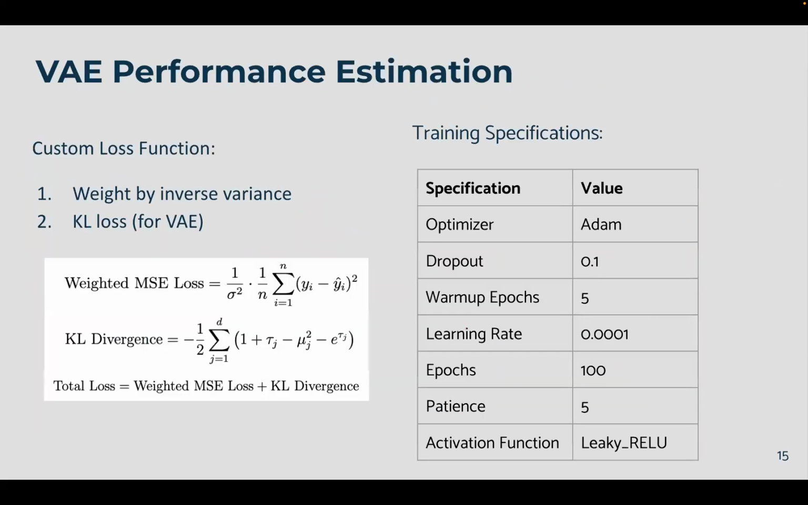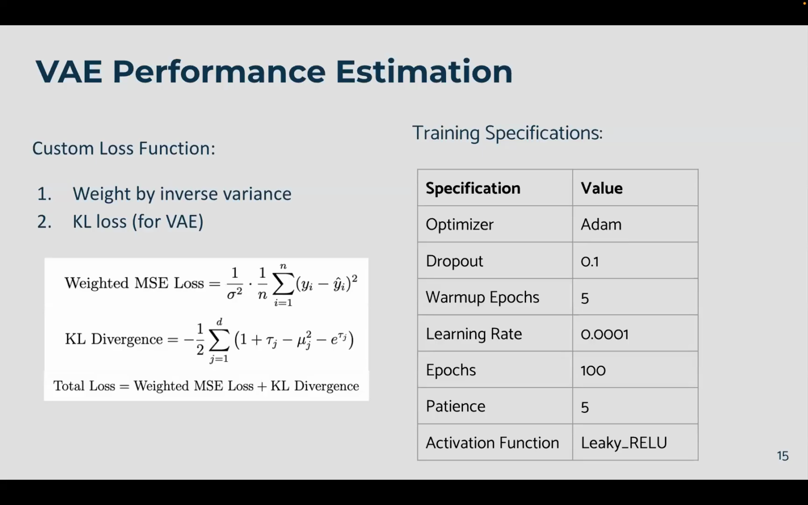So next slide, the performance estimation is also pretty much the same. We stuck with this custom loss function that we developed, where it's basically just the mean squared error, but we weight it by the variance because that varies based on the frequency, as well as this regularization term called KL divergence. And this is particularly for variational autoencoders.